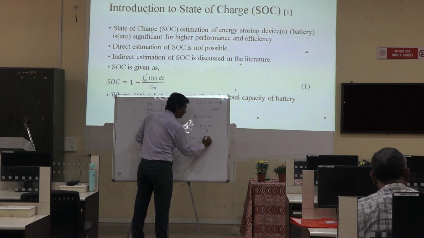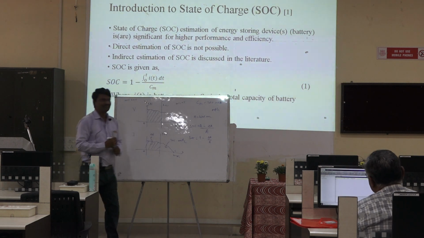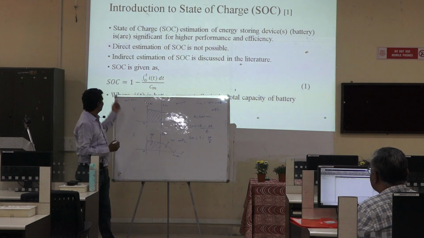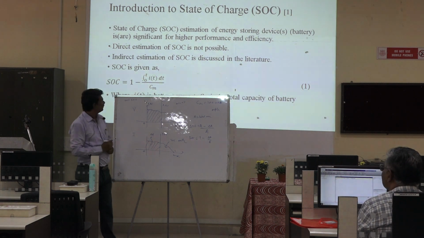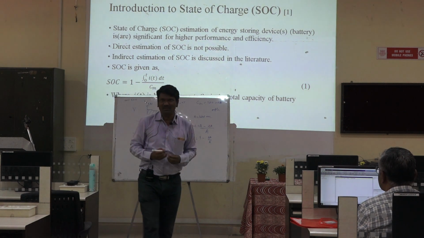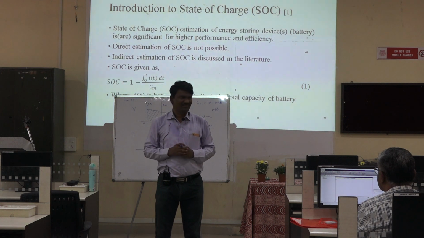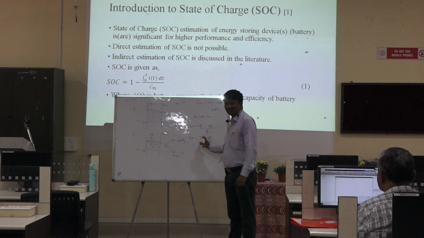A upon A is 1, A upon A. Okay, you can see the equation. Is it visible? That is 1 minus integration of 0 to t I dt divided by CM. Now you can indicate this one. The 1 came from A upon A.